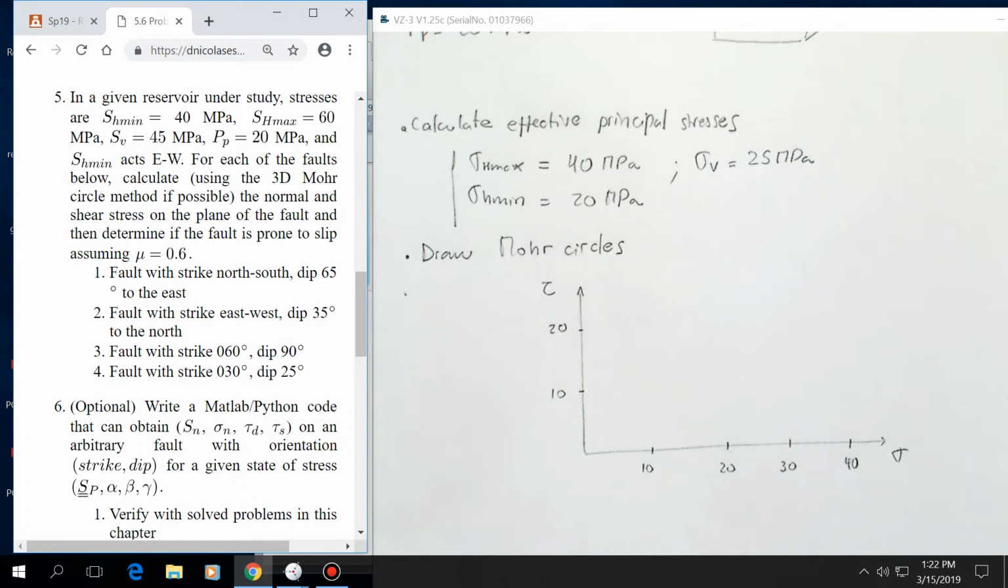Yeah, but notice that now this is the problem. It's not about ideal orientation of fault. It's that you have some fault. You have to calculate stress on the fault. Okay. Yeah. That's one.